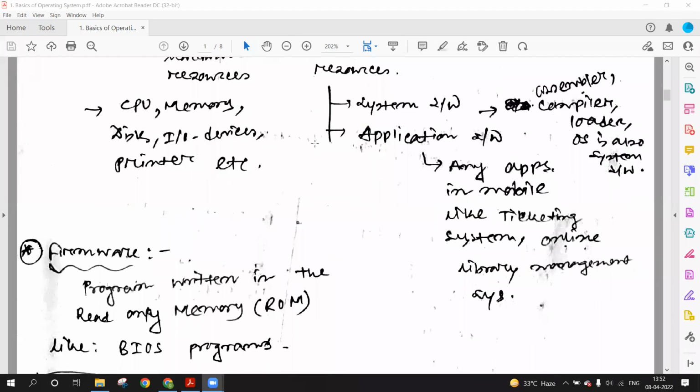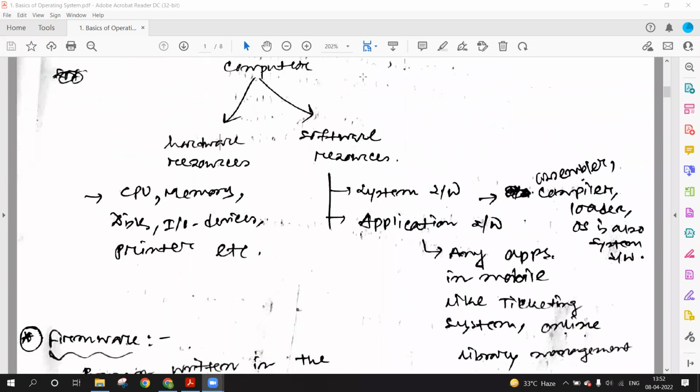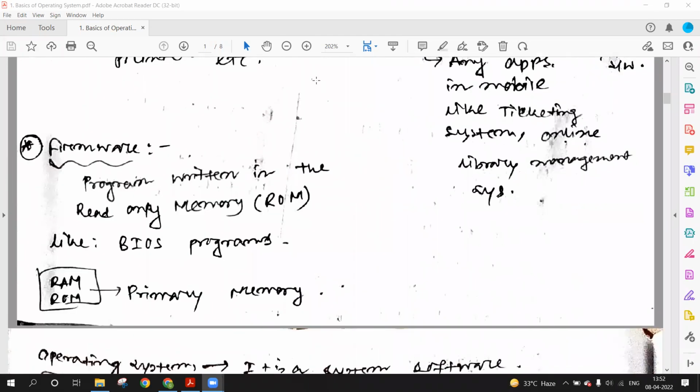Okay, so next, what is firmware? You know what is software, what is hardware. So the new thing is firmware. It is the program written in the read-only memory, meaning ROM, like BIOS programs. These are the firmware. So you know random access memory and read-only memory. This RAM and ROM is the primary memory.